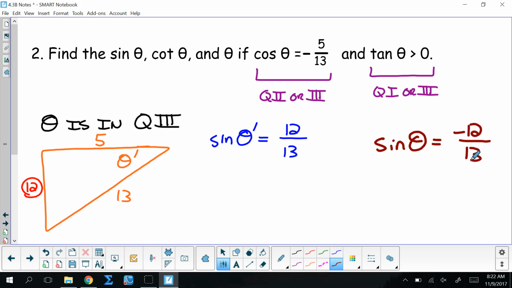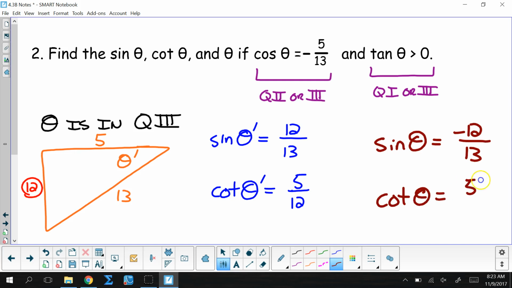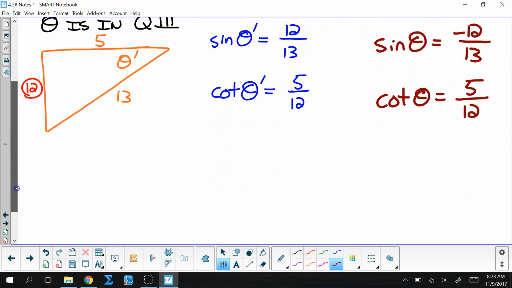Okay? Cotangent of my reference angle is adjacent over opposite, 5/12. Cotangent in quadrant 3 is positive, so that's going to stay the same. Now we just got to find theta.